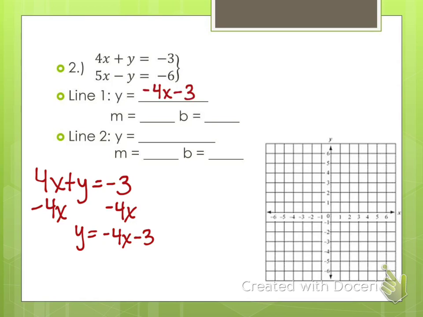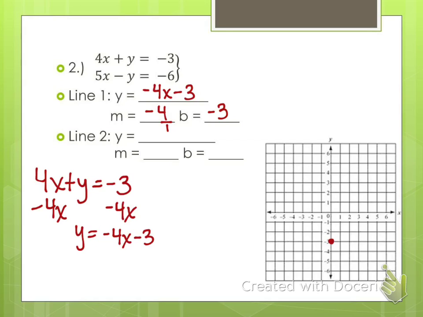Who can identify the m and b? Delaney? Negative 4x is m. And b is negative 3. Beautiful. So we won't put the x on the m, just that number. So m is negative 4 and b is negative 3. We'll go ahead and graph that line. Our first point should go at negative 3 on the y-axis. Our slope is negative 4. If you would like, you can put it over a 1.